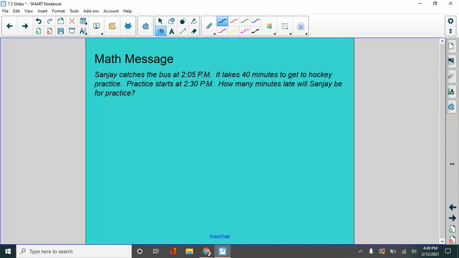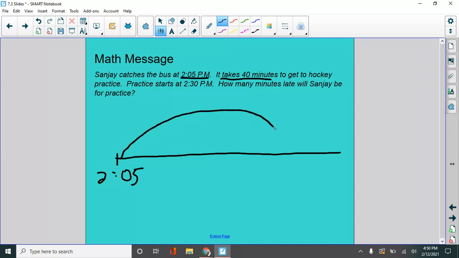Whenever I see time, I draw these timelines. They can be very, very helpful. So he catches the bus at 2:05. These timelines really help you to visualize and to represent time. It takes 40 minutes to get to hockey practice. We'll do a jump here.